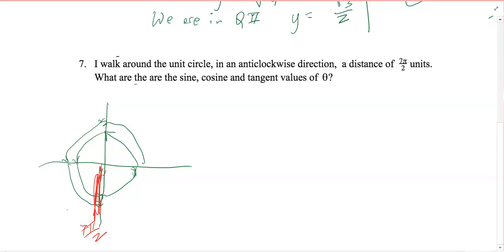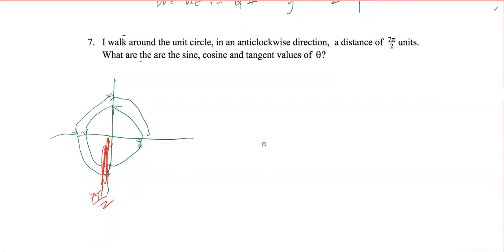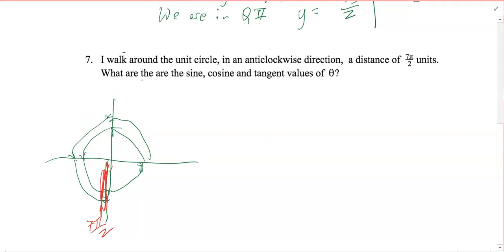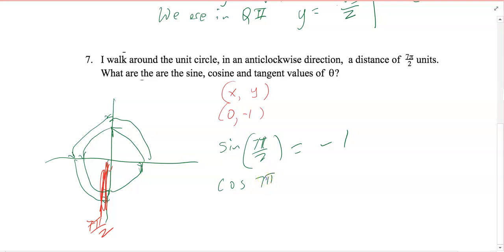So what are the x and y coordinates there? The x and y coordinates at that point: x will be 0 and our y will be negative 1. So the sine of 7 pi over 2 is our y value, which is negative 1. And the cosine of 7 pi over 2 is our x value, which is 0.